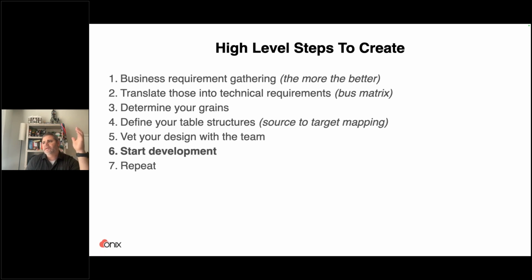Translate those into technical requirements. You can use a bus matrix to do that. Then determine your grains. You need to understand the granularity of your tables. Typically you want to build things at the lowest granularity that you need, and you can always aggregate up. You can't aggregate down, so you want to define it at a low granularity that is useful to your business.